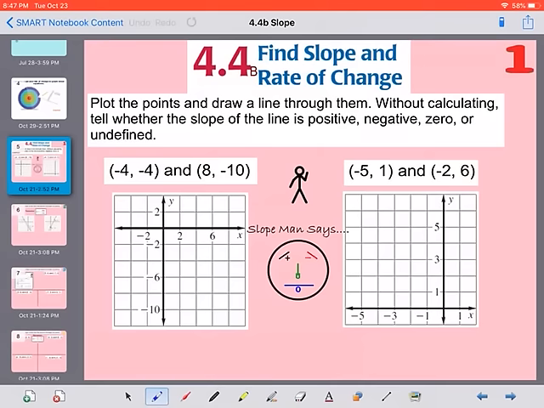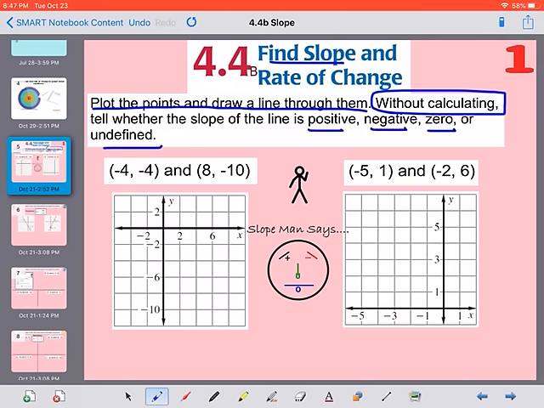Today is lesson 4.4b, continuing to find slope. The first two slides are probably going to be a review, and then the second two are going to be the third and final way to find slope without actually using a graph. So starting off today, it says plot the points and draw a line through them without calculating, meaning we don't need to count, just tell whether the slope of the line is positive, negative, 0, or undefined.